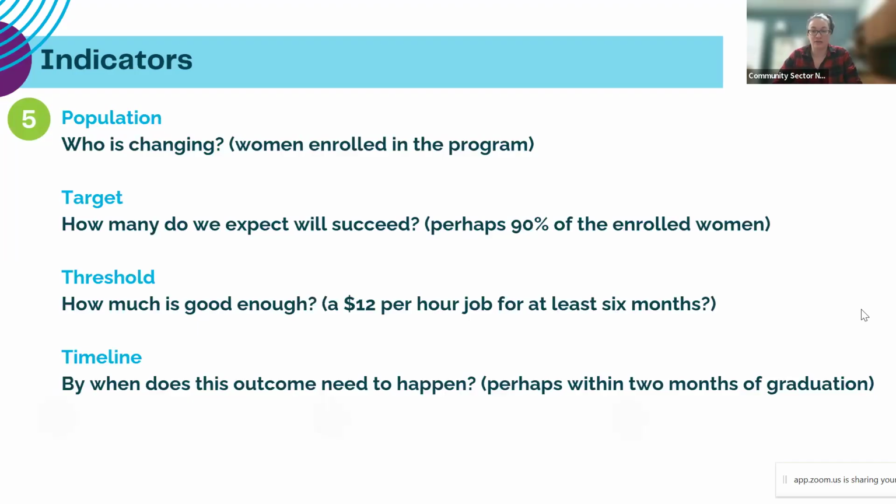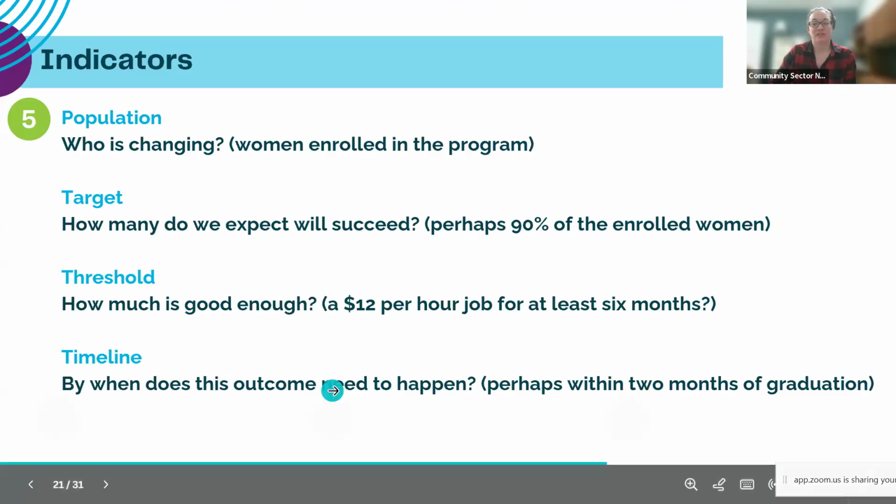Is a $12 an hour job good for at least 6 months? This is probably from an older example, because I don't think a $12 an hour job looks that great anymore in the context that we're in. But then, when does this outcome need to happen? So how long after graduating from this program would you expect women to find gainful long-term employment at a decent salary?